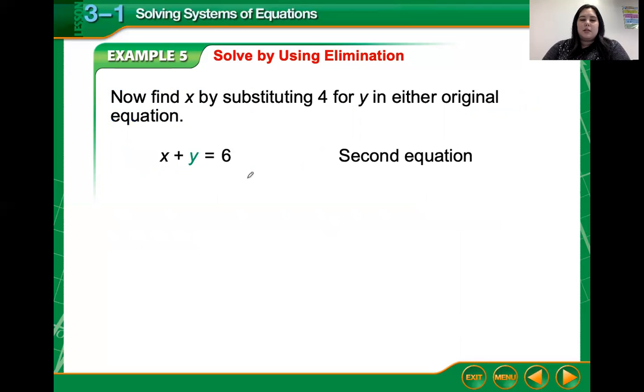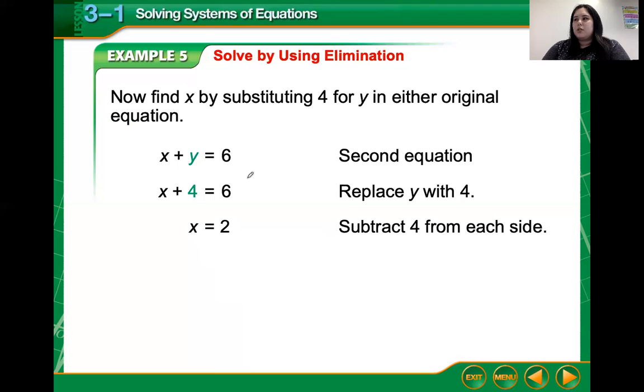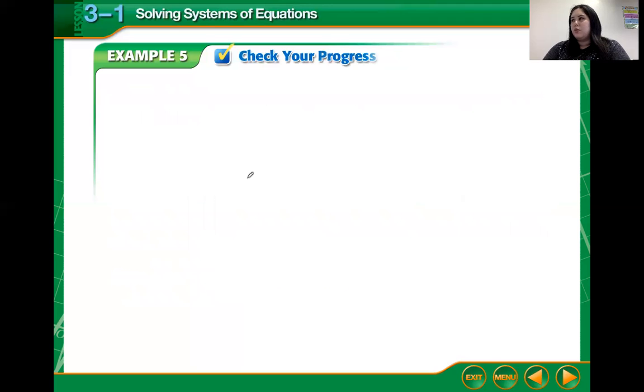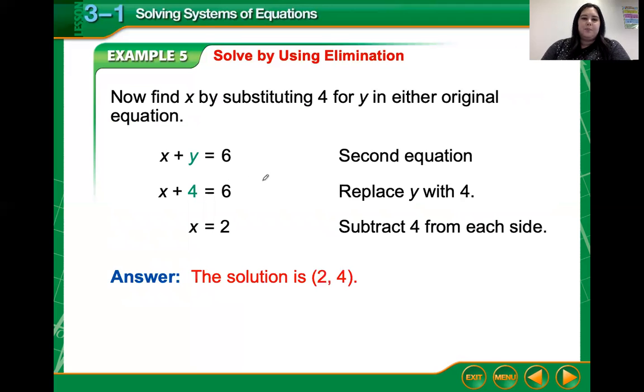So now we're going to substitute this into one of the equations and solve for x. And we get x is 2. So my answer is 2, 4. This one's more of a method when you know which one to use. It's kind of up to you. You've got to look and see. But this is an option that we do have.